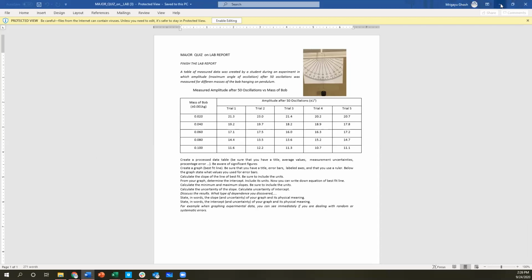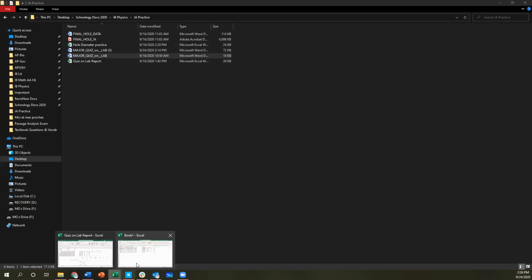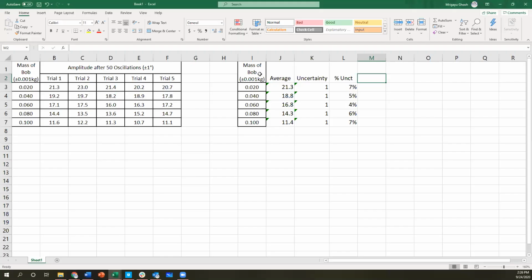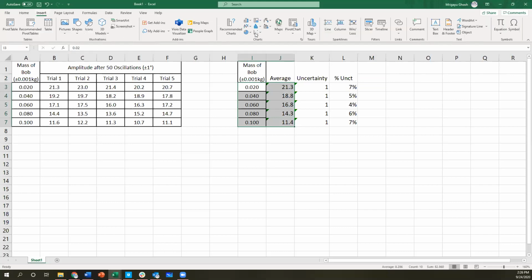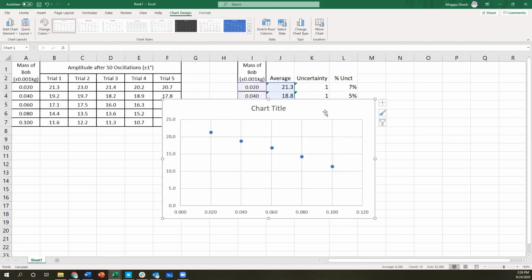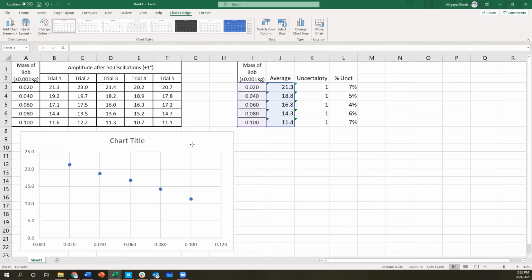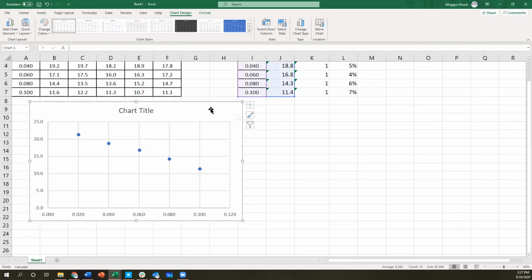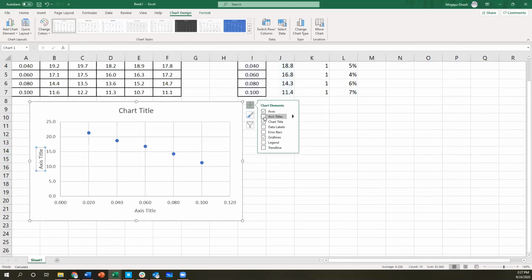Create a graph. When you're creating graphs with data points like these, you'd want to select just these values right here, and then go to Insert. Scatter plot right here. You're going to click on scatter plot, and you'll just click on the first one. Once you have the scatter plot, you need to format it a couple of ways. The first thing is you're going to click on this plus sign right here. You're going to say axes titles. We want axes titles.